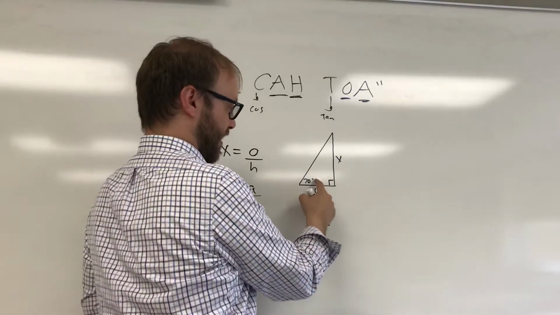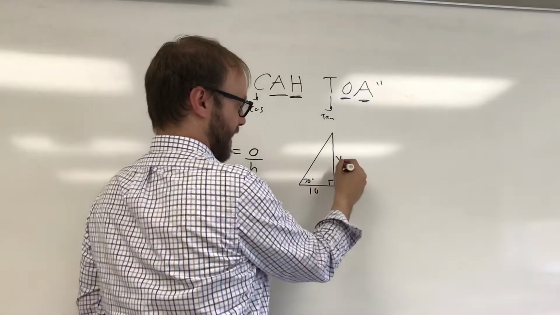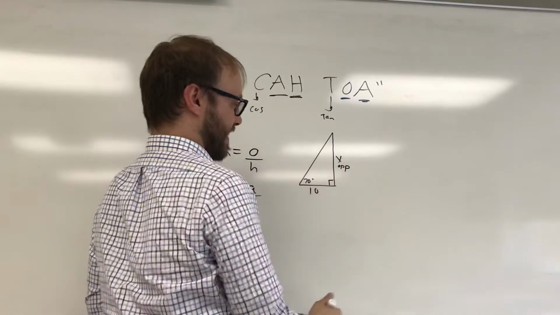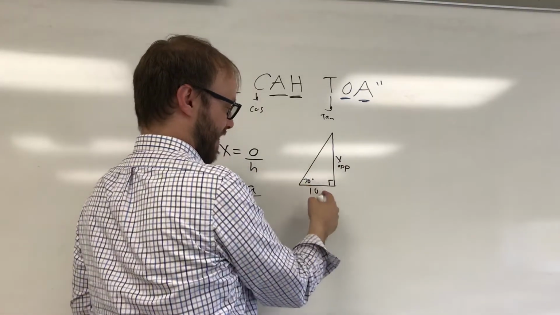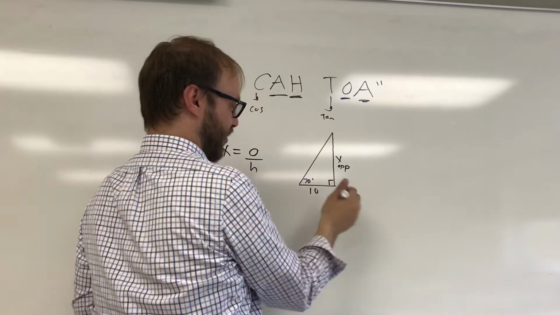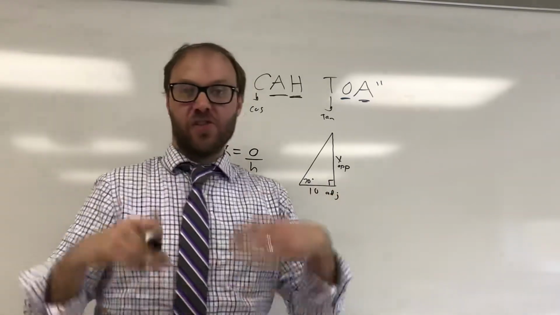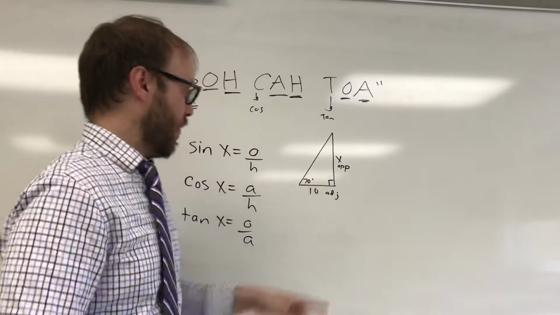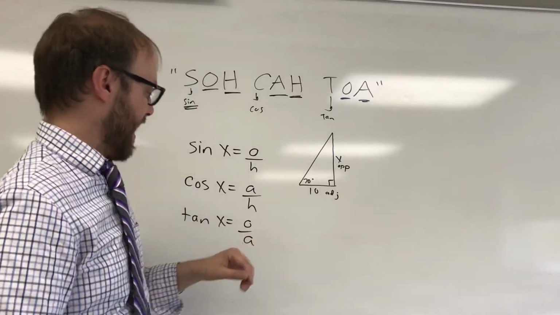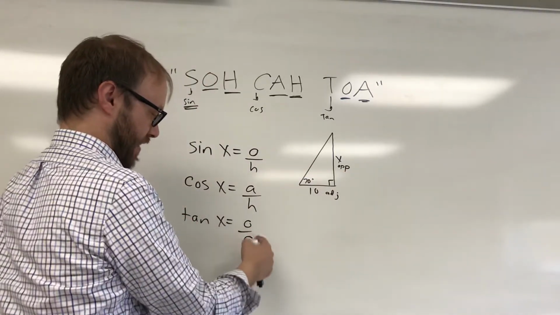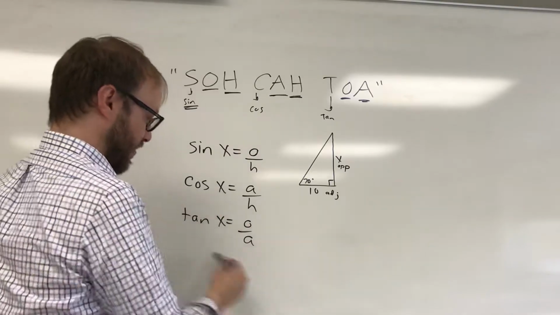So I go to my 70, and I go across from it. That's the side that's opposite the 70-degree angle. And this is the 10-foot side. It's next to the 70-degree angle, so that's the adjacent side. Use the angle that you're going to use in the problem. We have an opposite side and an adjacent side, and if we look at SOHCAHTOA, that's a tangent relationship. So I'm going to be using a tangent equation.